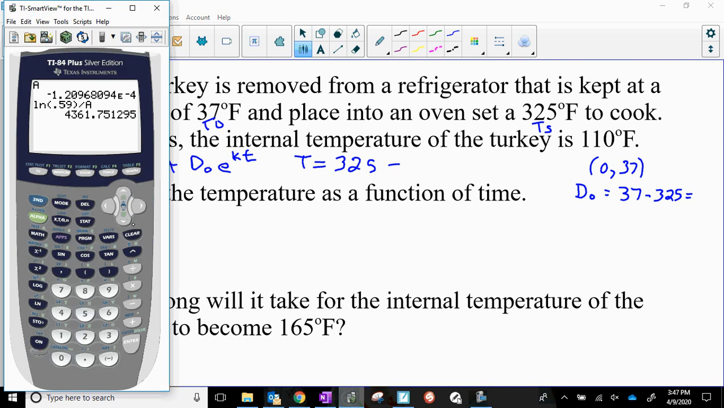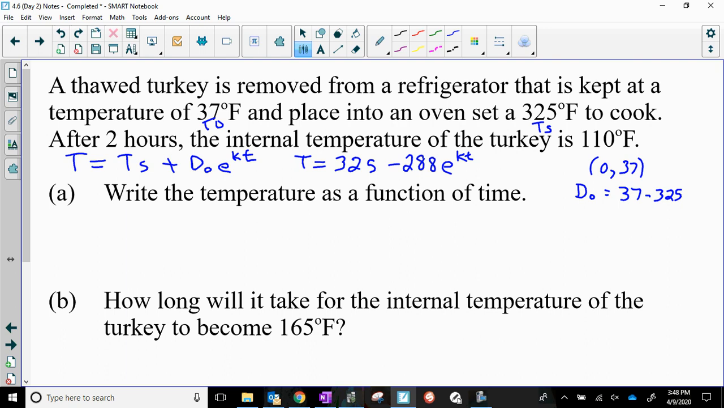So we're just going to calculate that. 37 minus 325. We're getting negative 288. That's why we knew it was going to be a minus, which makes sense. It's going to be e to the kt. So the next thing we need to find is k, and then we'll have our function.